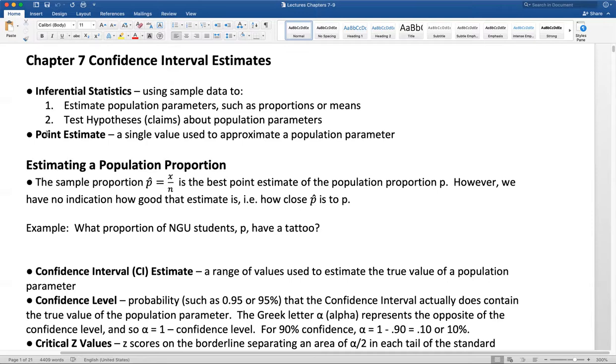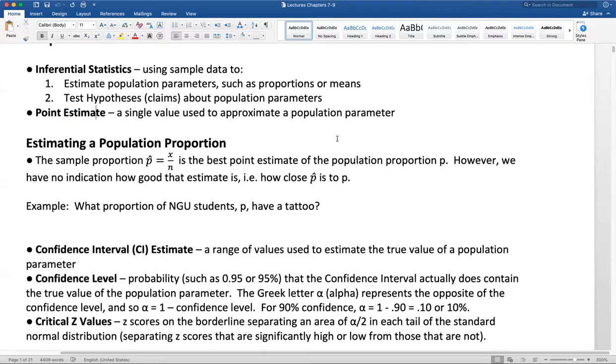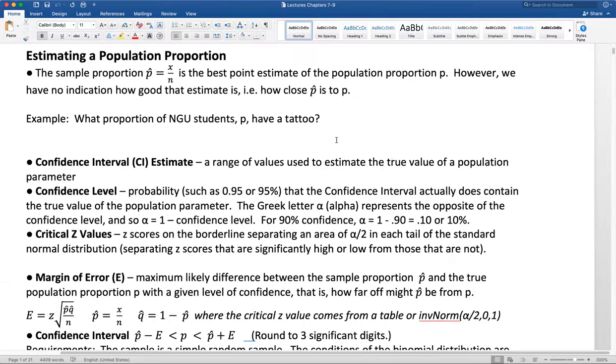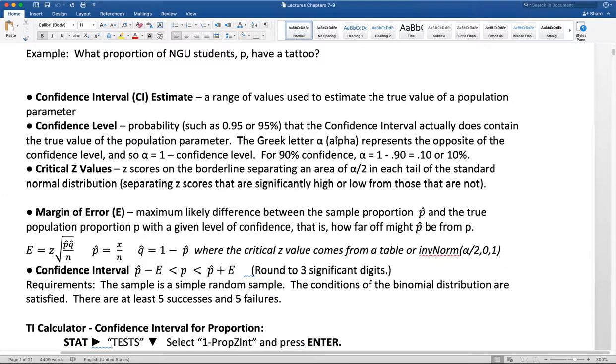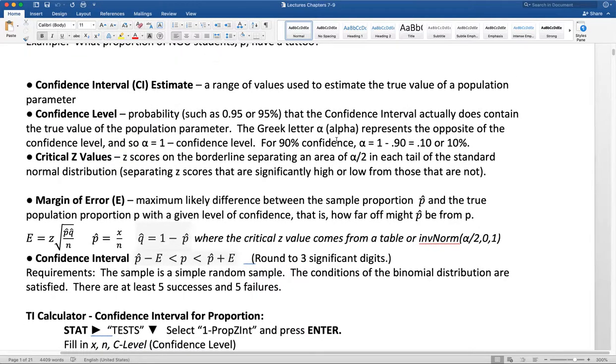A point estimate is nothing but an approximation: a single real number used to approximate a population parameter. Last time we learned how to calculate a confidence interval. The confidence interval is a range of values used to estimate the true value of a population parameter.